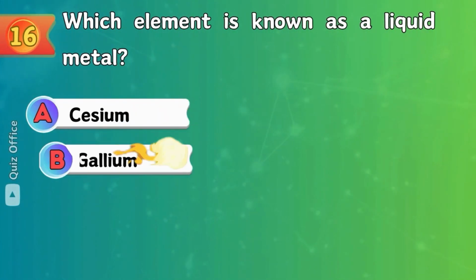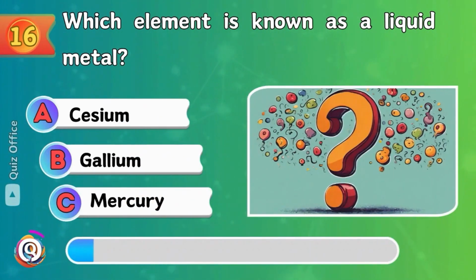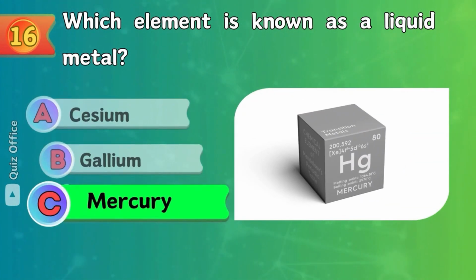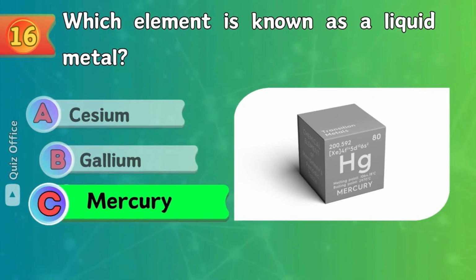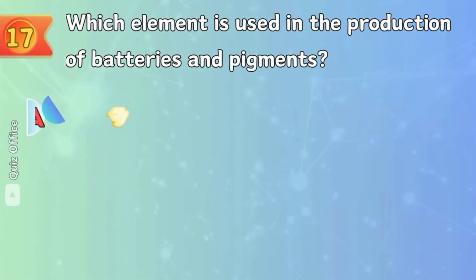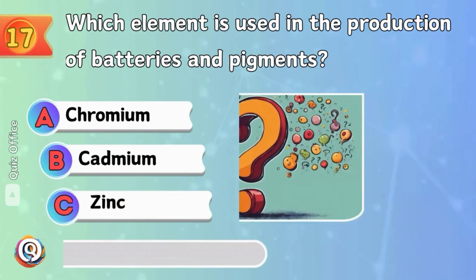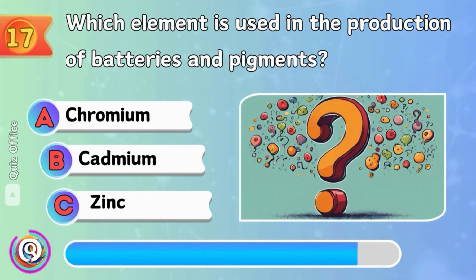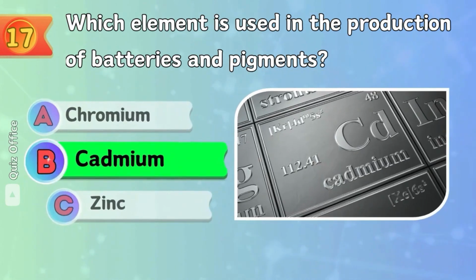Which element is known as a liquid metal? Yes, it is mercury. Which element is used in the production of batteries and pigments? Nice.